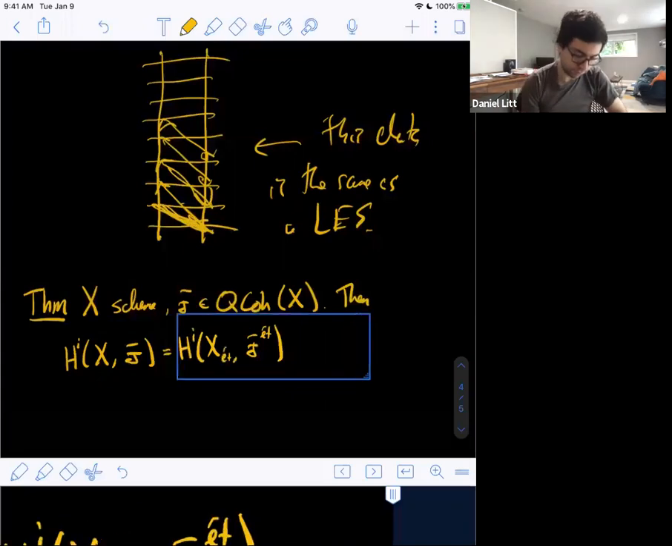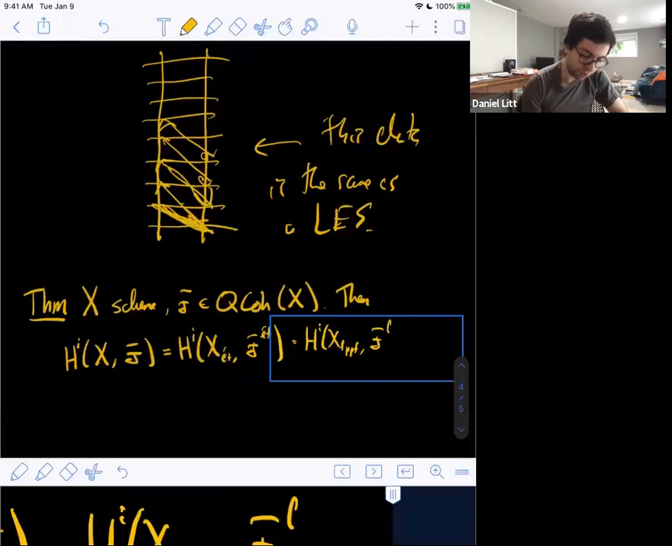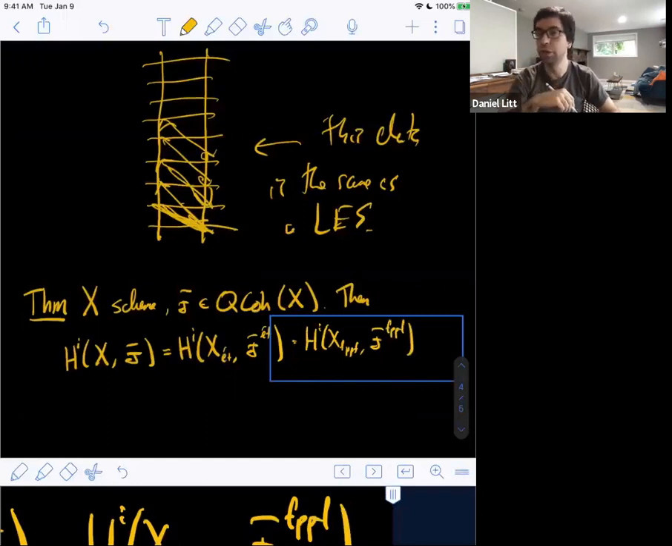This is the same, if you'd like, you can also do this on the fppf site. And remember, we also said the category of quasi-coherent sheaves on the fppf site is canonically equivalent to the category of quasi-coherent sheaves on the Zariski site of X, or the usual scheme X. All right, so this tells us how to compute the étale cohomology of all quasi-coherent sheaves. Are there any questions about this statement?